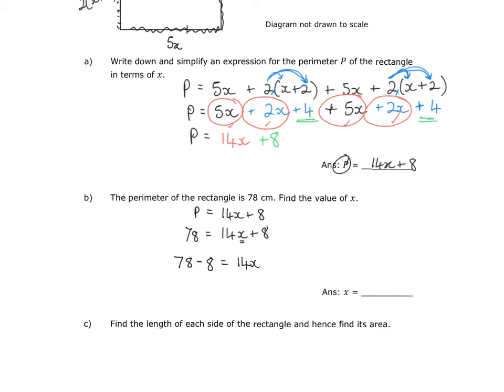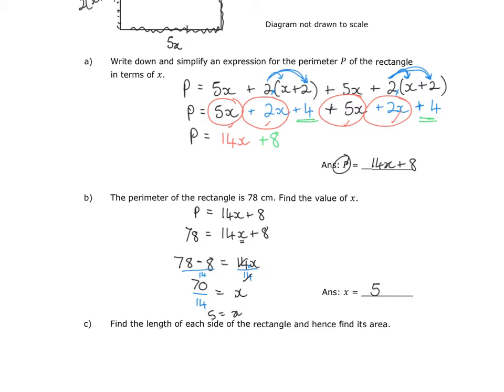Okay. So that is 70. And then to eliminate the 14, which is multiplied by x, we need to divide by 14, and we'll have to divide on both sides to keep it balanced. So the 70 is divided by 14, and over here we just have an x. And obviously you can use a calculator to find the answer. And so x is 5, okay?